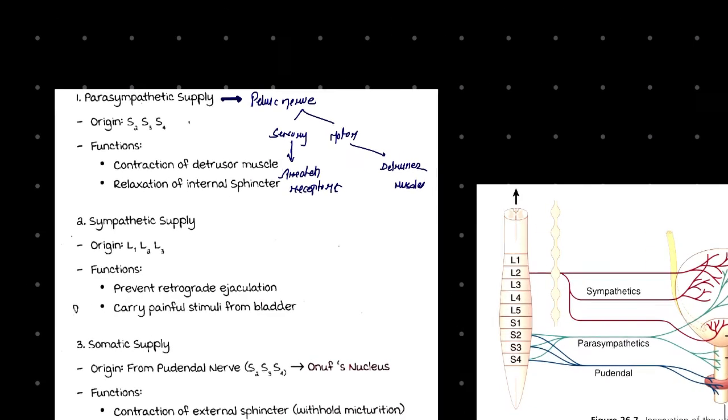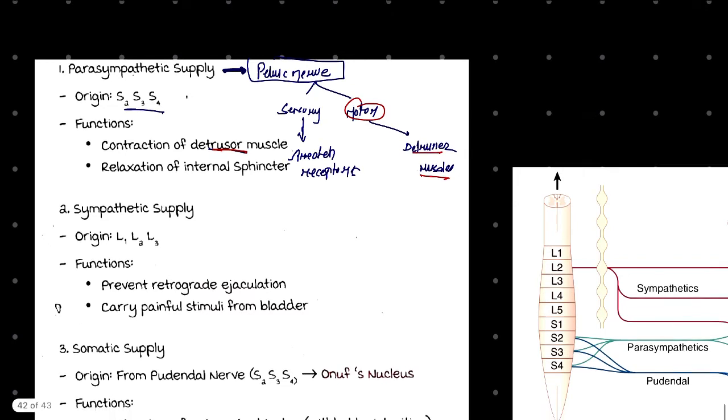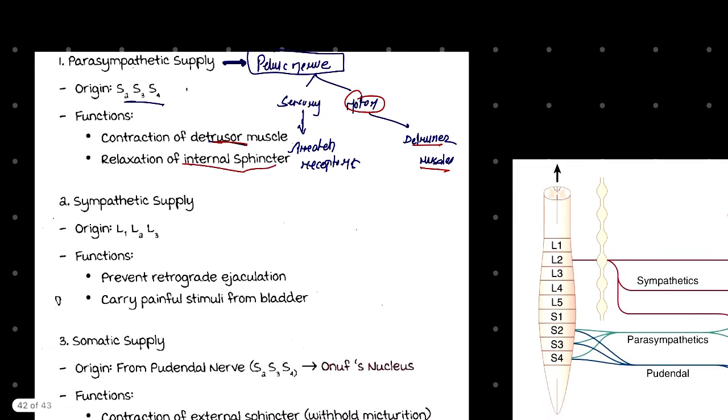We talked about the parasympathetic supply, that is the pelvic nerve. The origin of the pelvic nerve is S2 to S4. Its function is contraction of the detrusor muscle, as the motor nerve carries impulses to the detrusor muscle, and it also causes relaxation of the internal sphincter muscle.